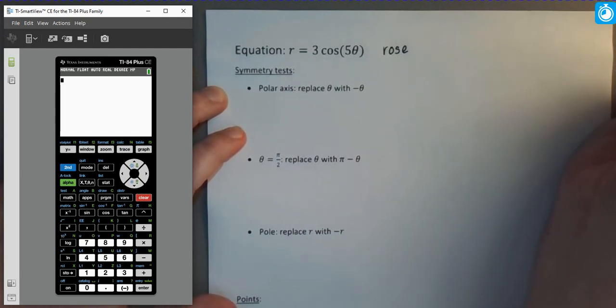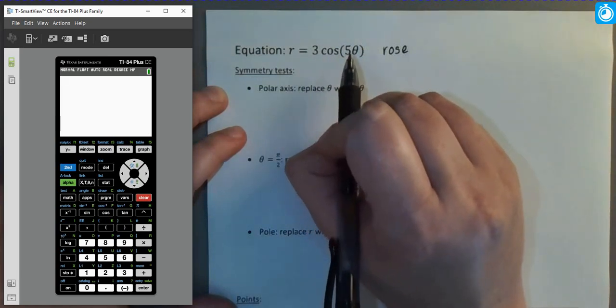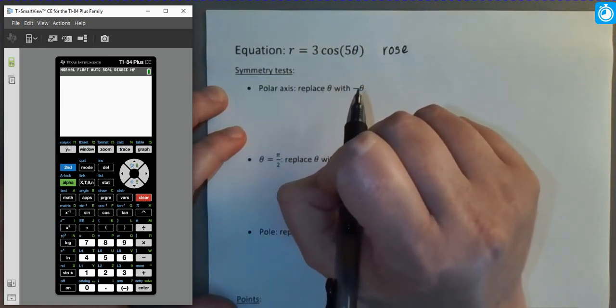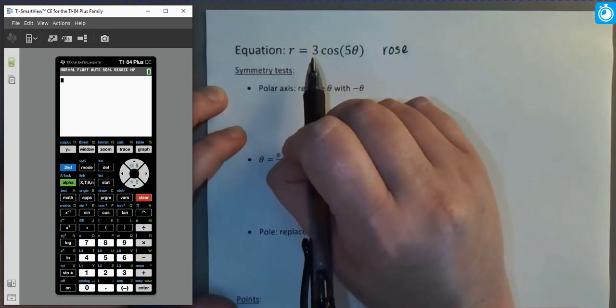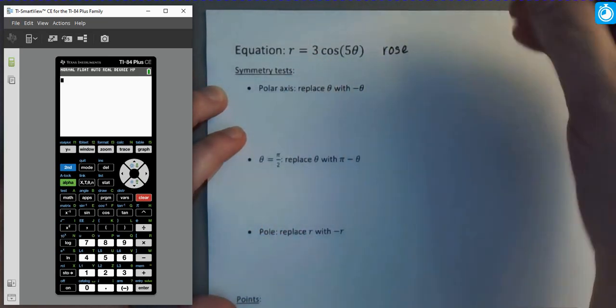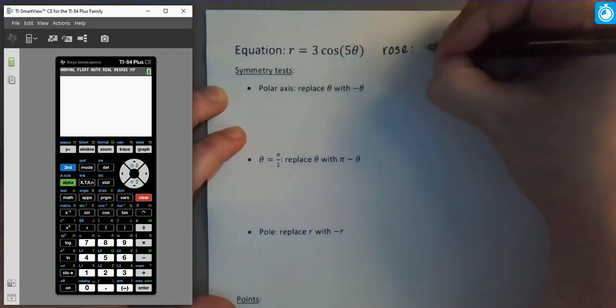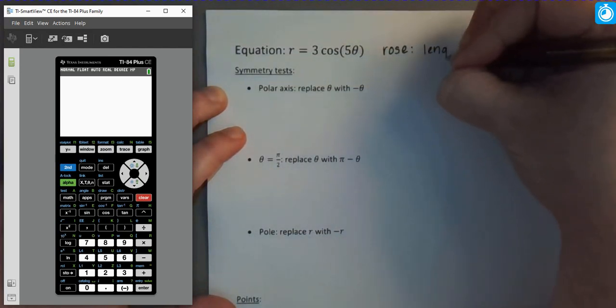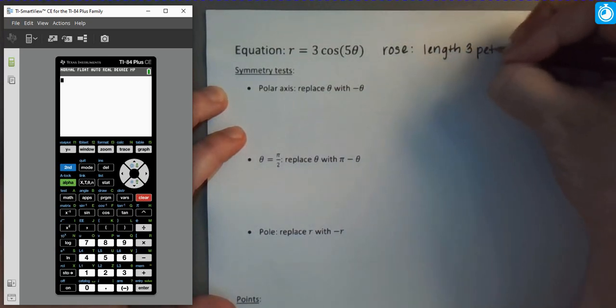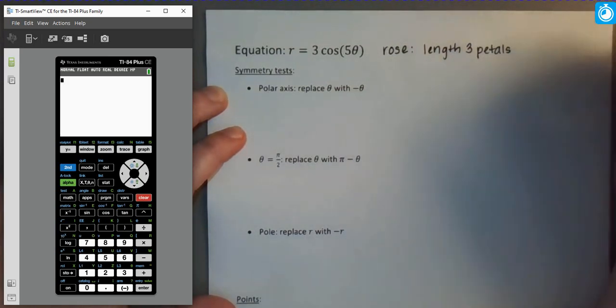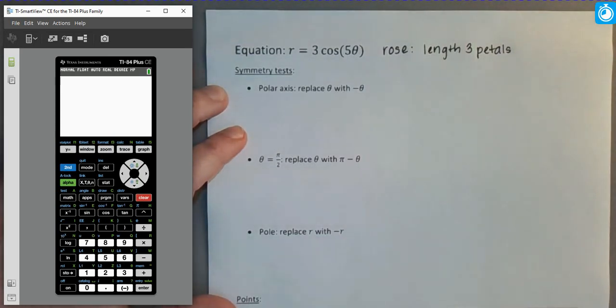But we call this particular graph shape a rose. Now the 3 and the 5 also give us very important information about how this graph is going to look. The 3 is going to tell us the length of each of the petals. So each of the petals is going to be length 3. That means if we look for the tip of each petal, it is going to be on the third ring out from the pole, from the center of the polar coordinate plane.